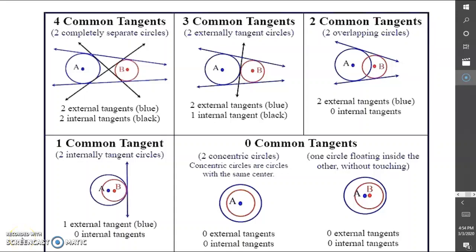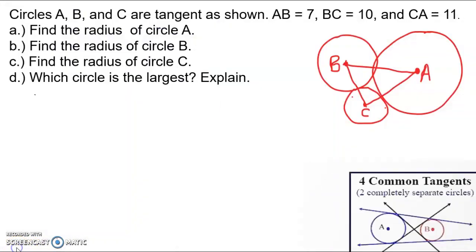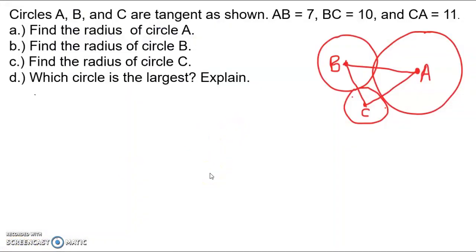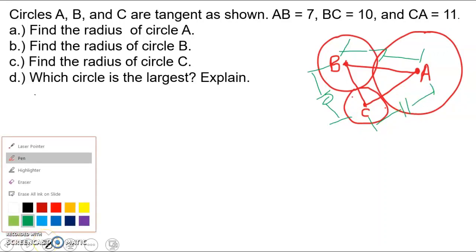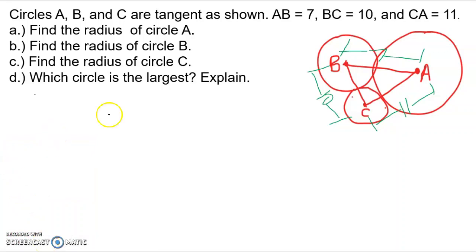Shalom to you. We'll continue our review on circles. So let's solve problems on tangent circles. Here we are given these three circles are tangent, as shown. And so we are given AB is 7, AC is 11. And then we are asked to find the radius of circle A.